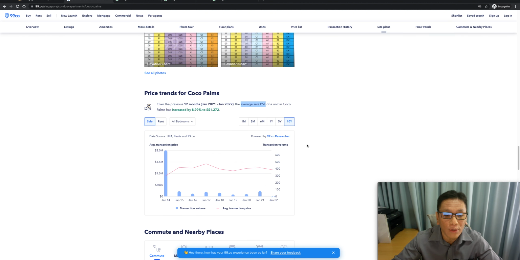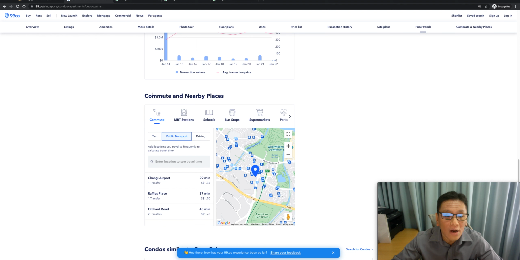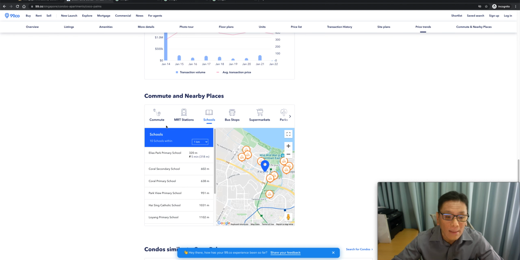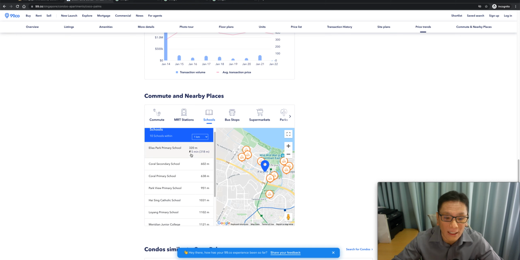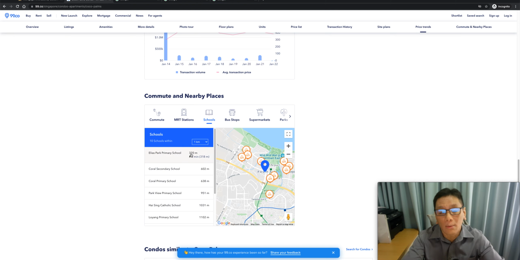Last but not least, what I really love about this website is that by scrolling down below, to commute and nearby places, do click on the schools, because it shows that this condo has 10 schools within 1 kilometer, okay? And I always say this, besides looking at the price, you have to look at the location. And what type of location do I want? We want places that have a lot of nearby schools or that is close to the MRT station, alright? The more primary schools there are, the higher probability that it's easier for you to sell, because the number 1 reason why people move house is because of school, alright?